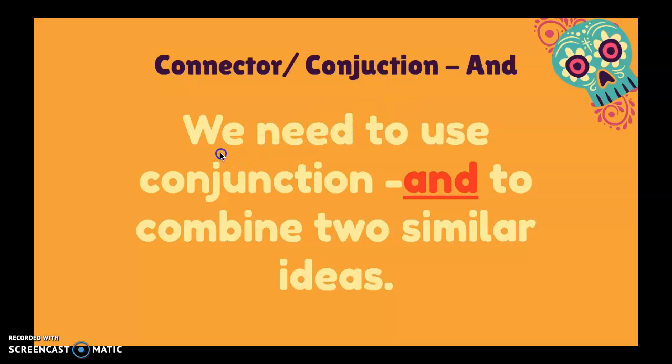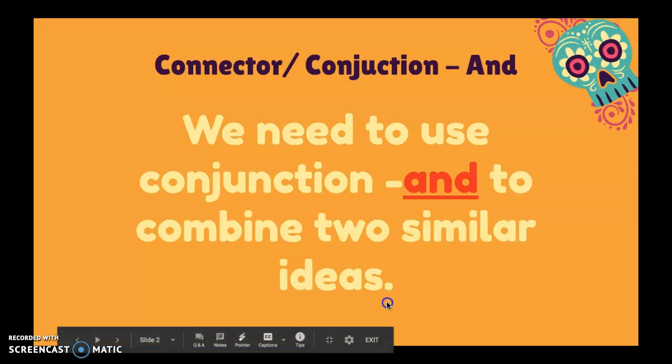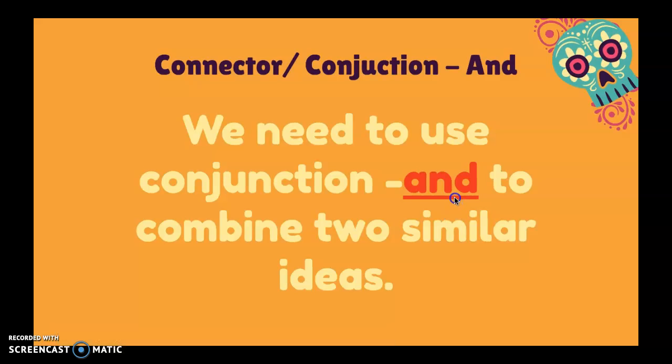It says here, we need to use conjunction "and" to combine two similar ideas. Remember, similar means the same, like ideas. So, if the ideas are the same in a sentence, we can combine them using the connector or conjunction "and". Let's proceed.